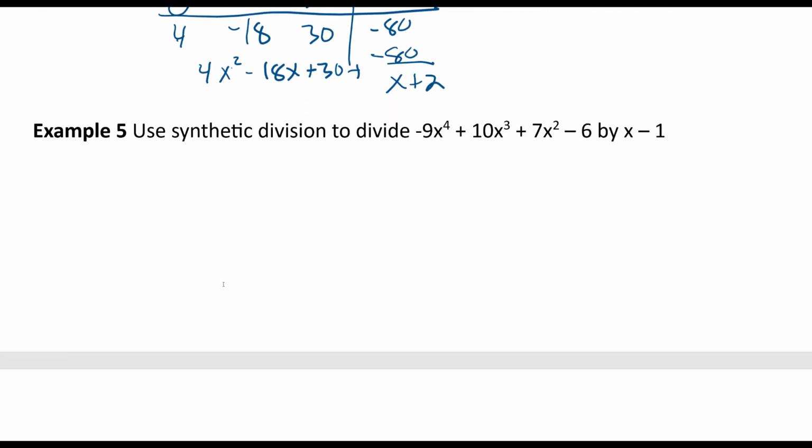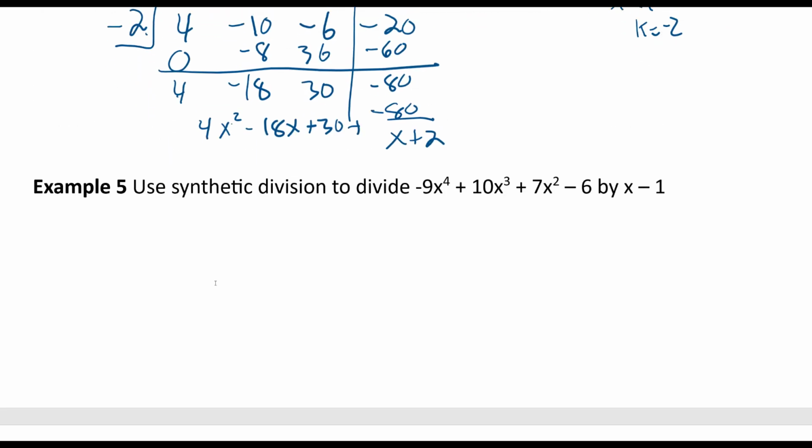And our last synthetic division problem, it's x minus 1, so put the 1 in the little box. We have -9, positive 10, a 7. Now notice I don't see an x here, so put 0 for the x term, and then -6. So the 0 is because we don't see an x over there. It goes from 7x squared to -6. There's no x, so we put a 0 there.